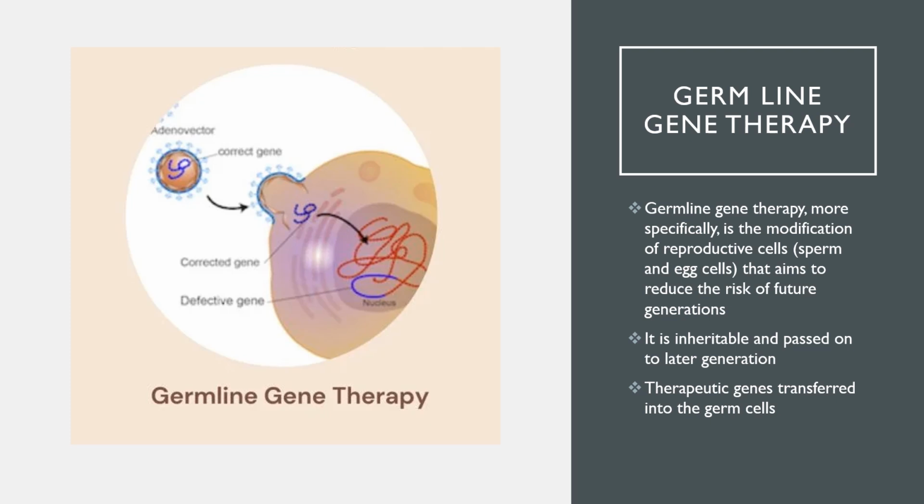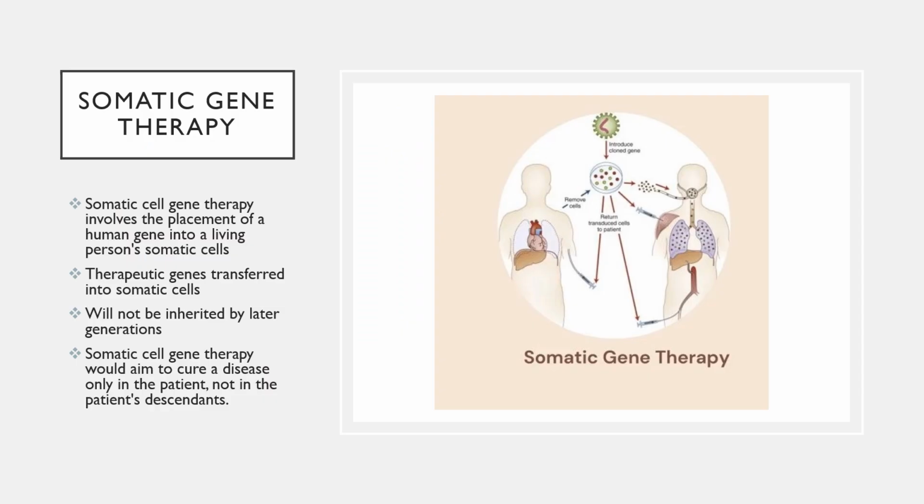Now let's go to somatic gene therapy. Somatic cell gene therapy involves the placement of a human gene into a living person's somatic cells. Therapeutic genes transferred into somatic cells will not be inherited by later generations. Somatic cell gene therapy would aim to cure a disease only in the patient, not in the patient's descendants.